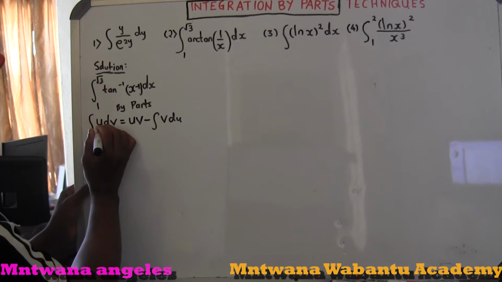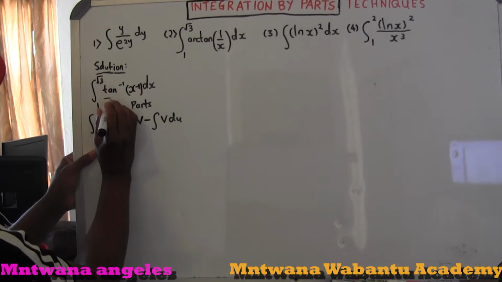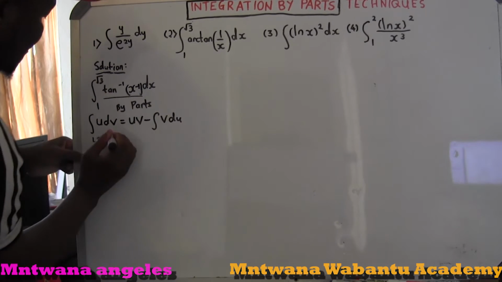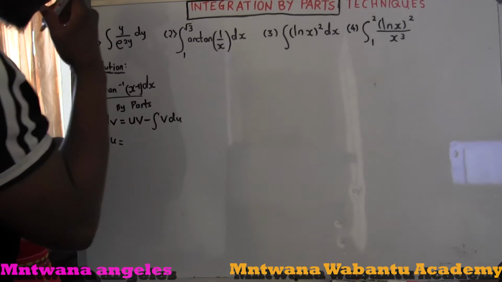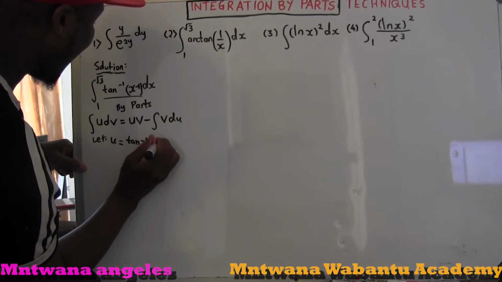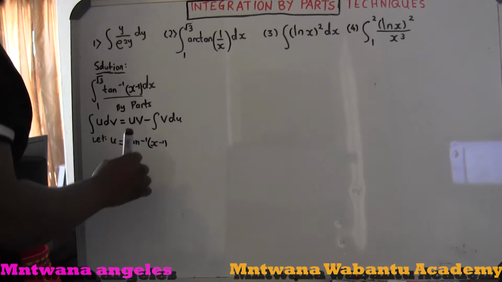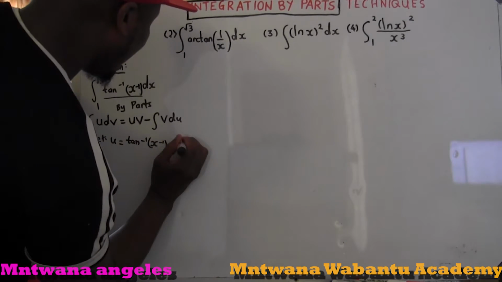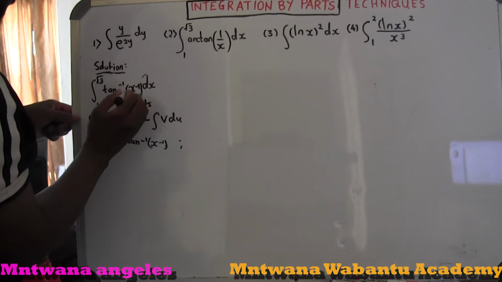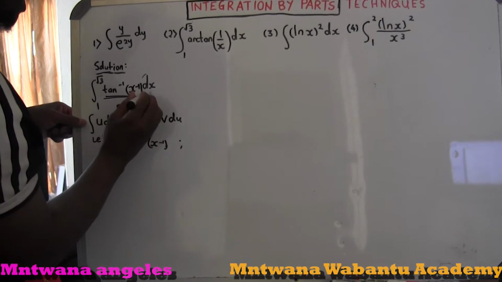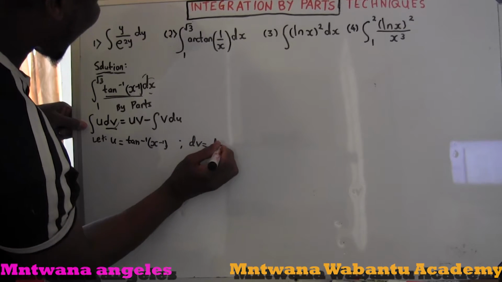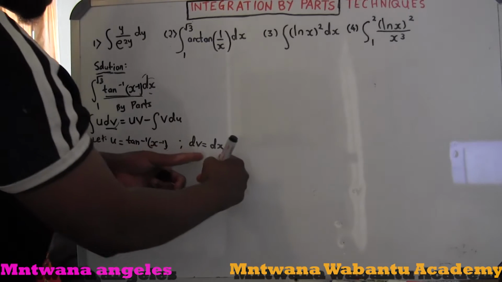So now, what is our u? Our u equals the inverse. So let u equal tan inverse of x to the negative 1, and then dv equals dx, because apart from u, what we are left with is dx. So dv equals dx. What you do is differentiate this, and integrate the second one.